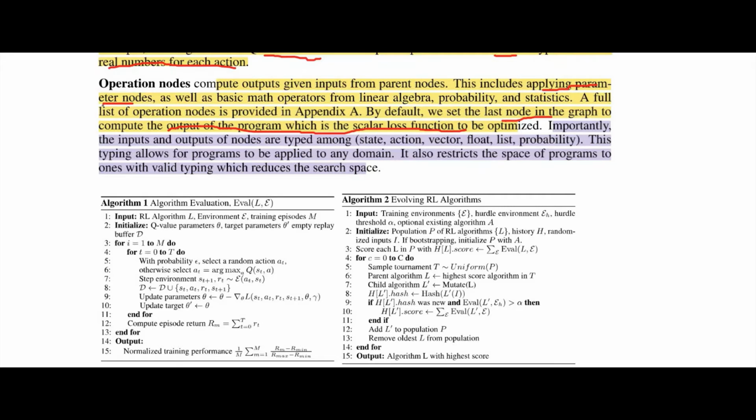I mean, you can have some rules, like if this type is the input, then only this type could be the output. So that allows for some constraints to restrict the search space as well. And it also makes the thing more general in some sense.